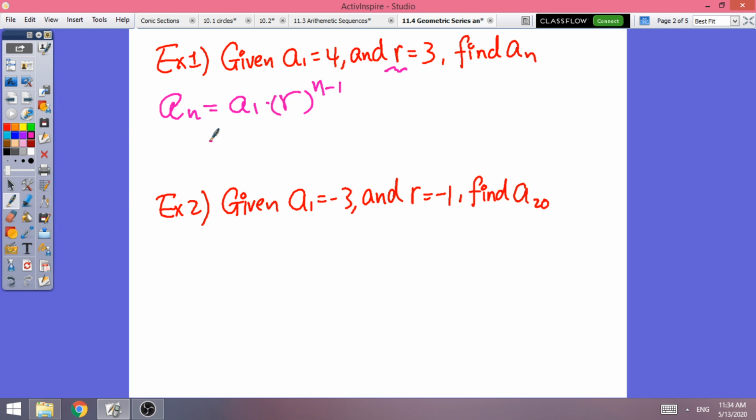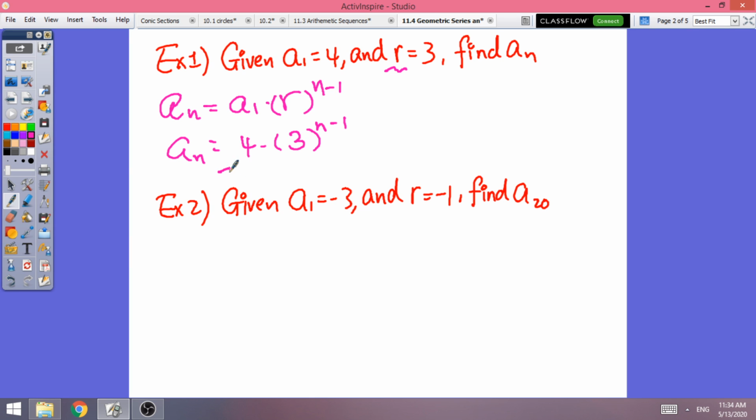Okay, so now let's plug in the numbers and see what that is. So a sub 1 is 4 times the common ratio, 3, to the power of n. Well, we don't know what n is because we just want to find the general formula. So you can say that's the formula for the sequence. We've got a sub n equals 4 times 3 to the power of n minus 1.